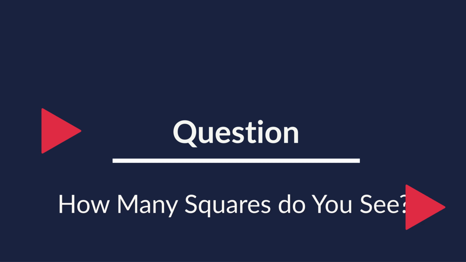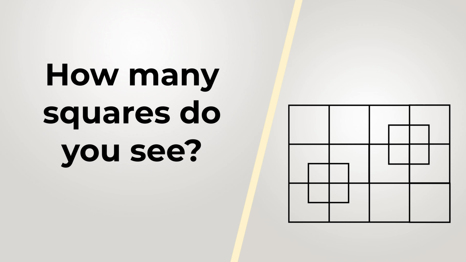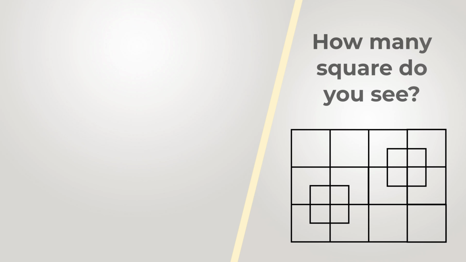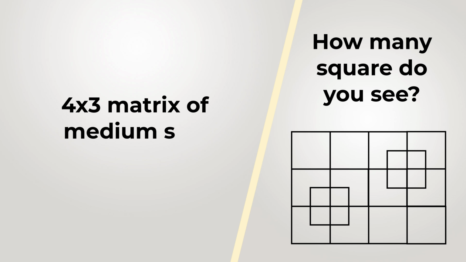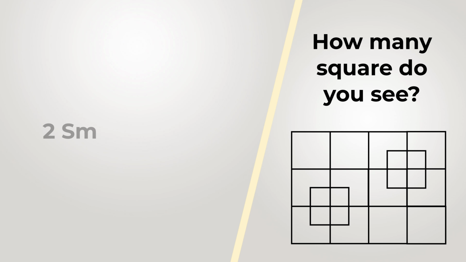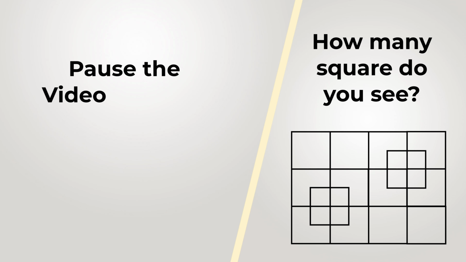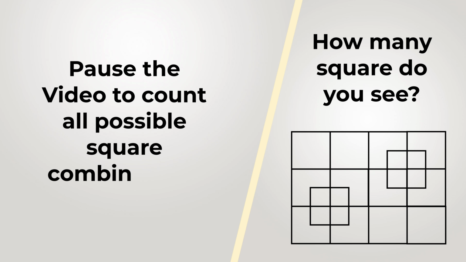I gotta tell you, I love this question. This is such a unique question, and we see a lot of variations of it on the test. In this particular version, you are presented with a 4x3 matrix of squares, and then you see 2 additional squares on top of the medium-sized squares. And the question is, how many squares do you see in the picture?